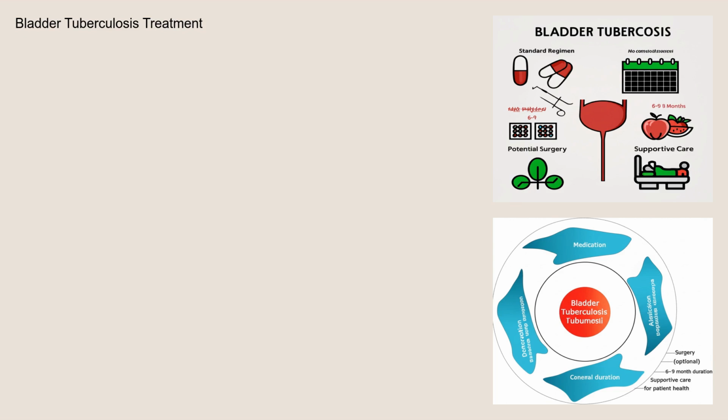In some cases, surgical intervention may be necessary. This may involve ureteral reimplantation to correct ureteral strictures, bladder augmentation to increase bladder capacity, or in severe cases cystectomy, which is the removal of the bladder. Supportive care, such as pain management and hydration, is also important.